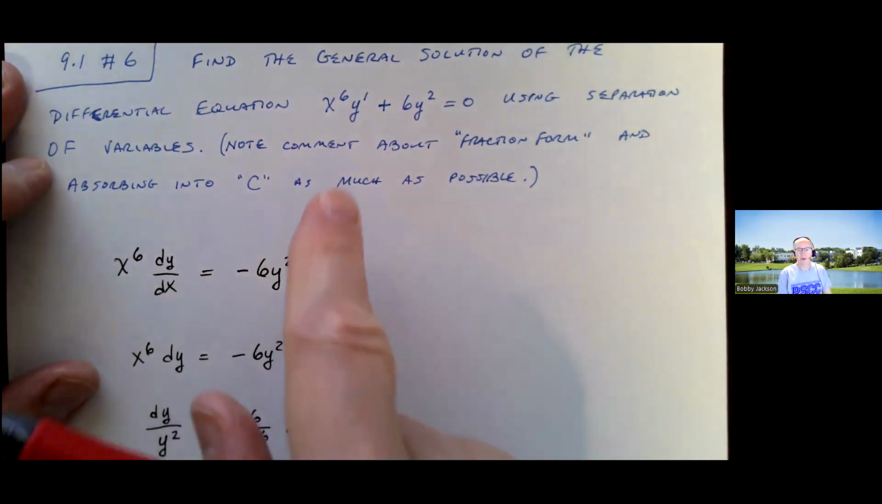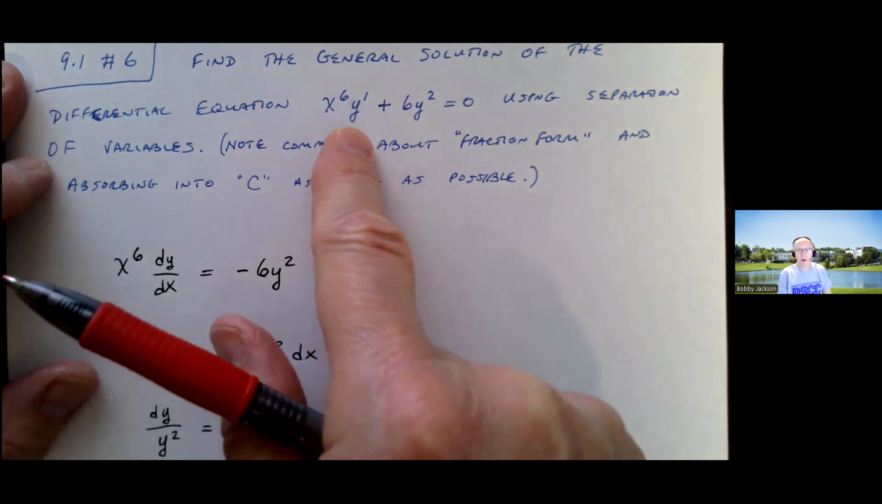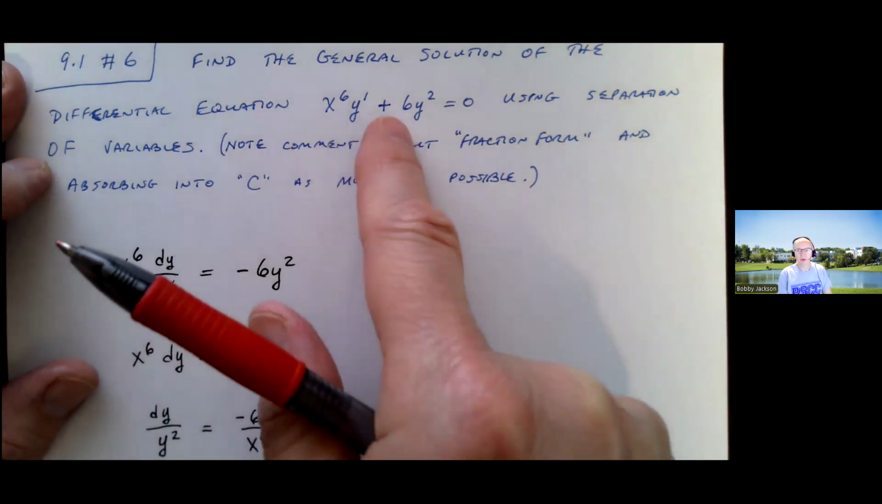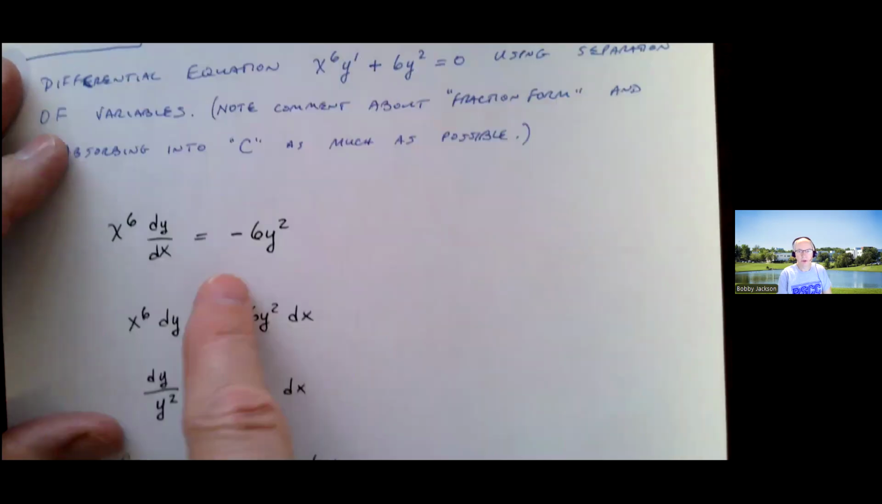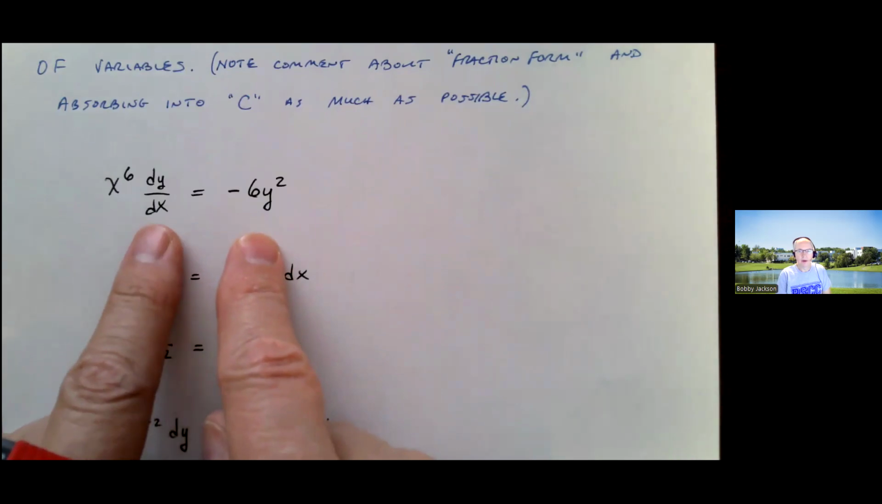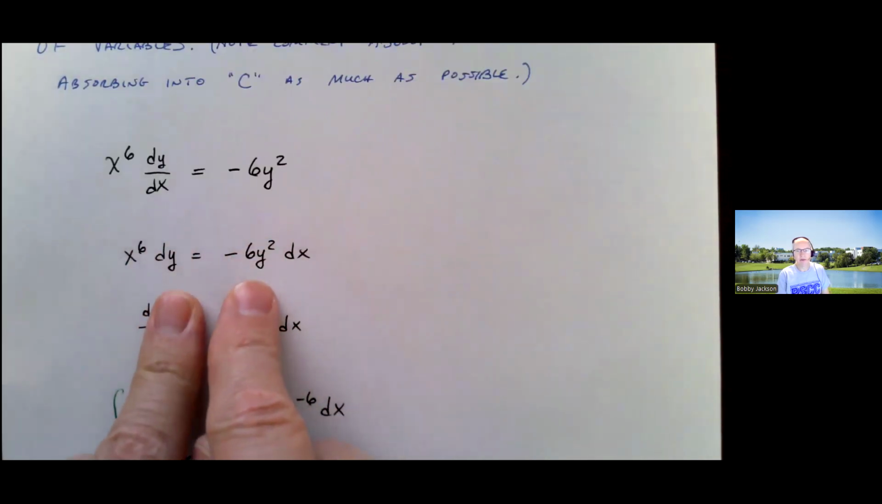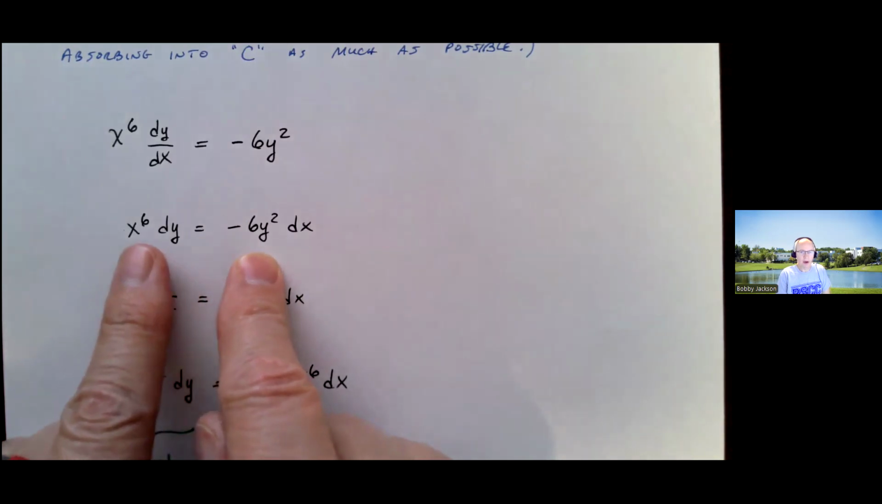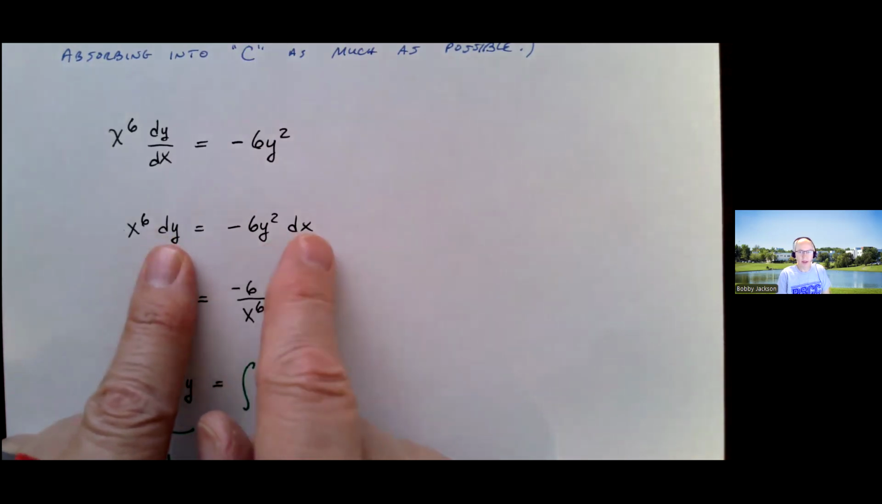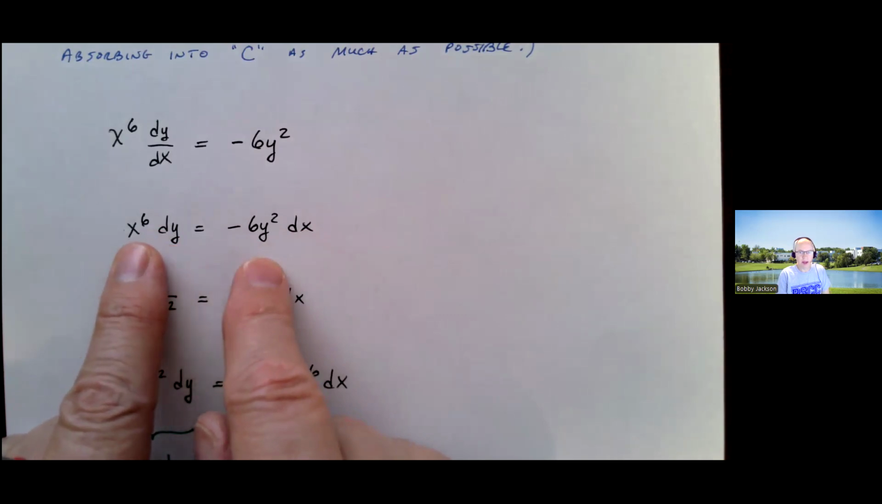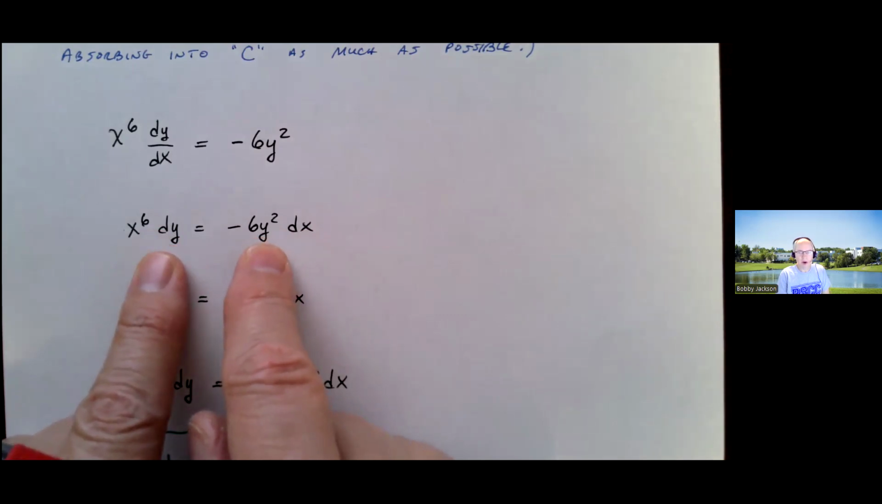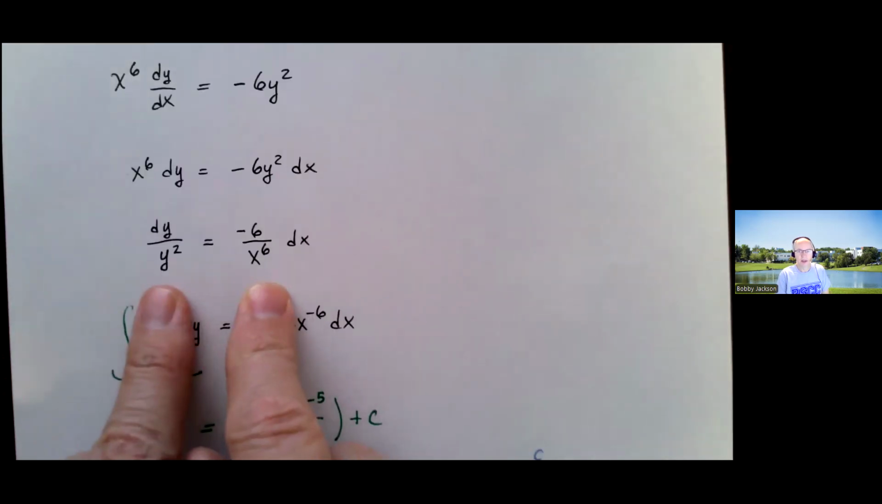So the first thing is I would rewrite y prime as dy/dx, and I would subtract the 6y squared to get to here. Now if I multiply by dx, I have this. And then I want to get the y's over here with the dy and the x's over here with the dx. So I'm going to divide by x to the sixth and divide by y squared, both sides. And when I do that, I get to here. Now I'm all set up, right? I've got this set up to integrate. I'm going to integrate both sides of this equation.